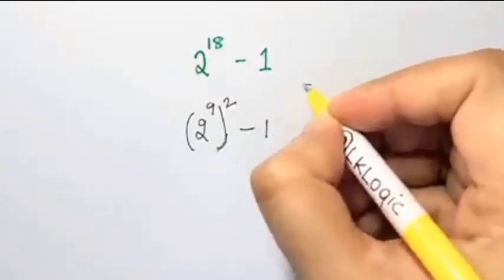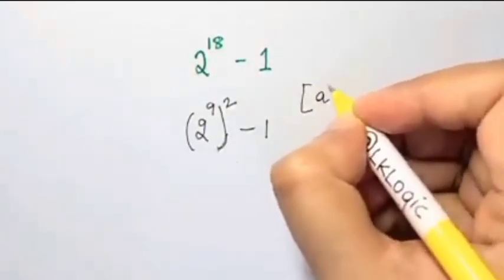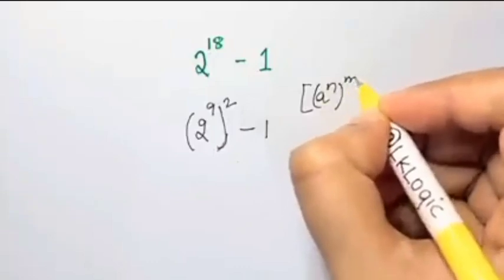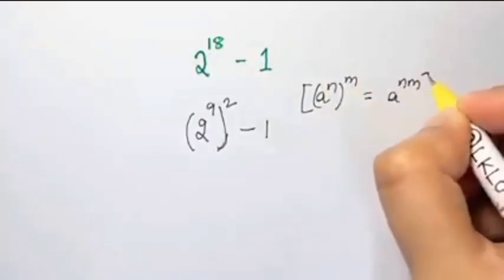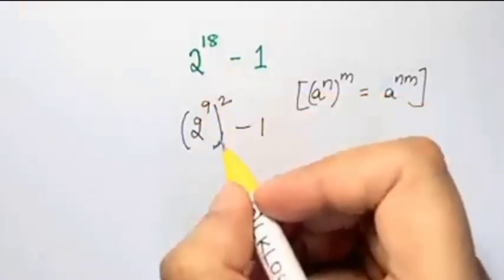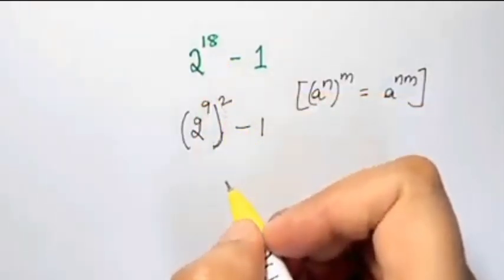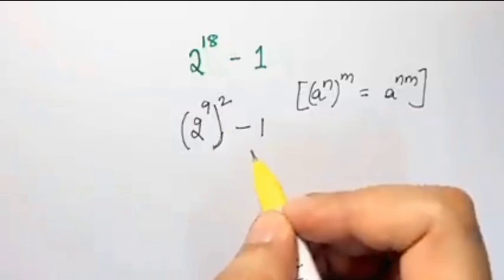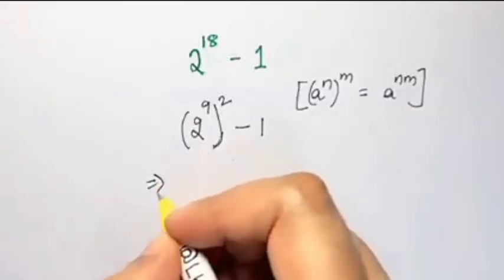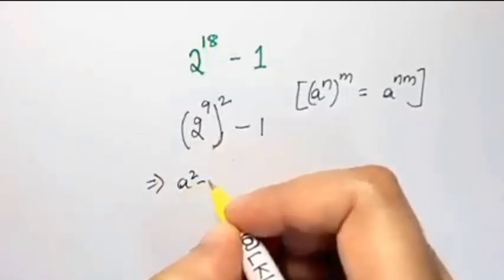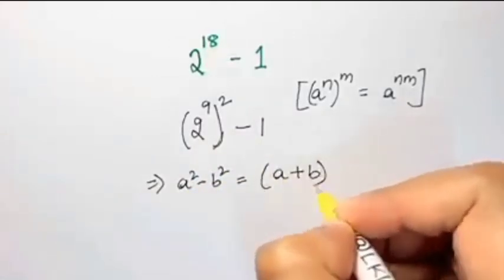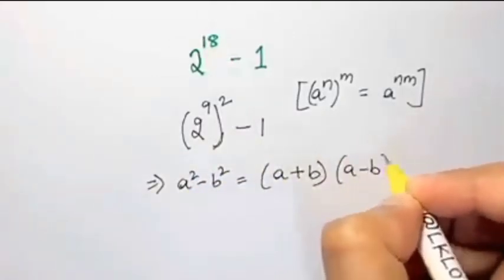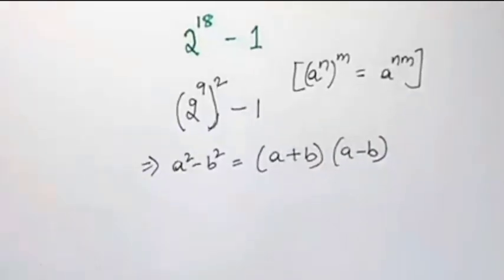So what have we used here? a to the power of n, whole to the power of m, is equal to a to the power of n times m. So here you have the product of the powers, so you can split it in this way. Now, what does it look like? This is in the form of an identity, a square minus b square, which is equal to a plus b times a minus b. Now we're going to solve for that.